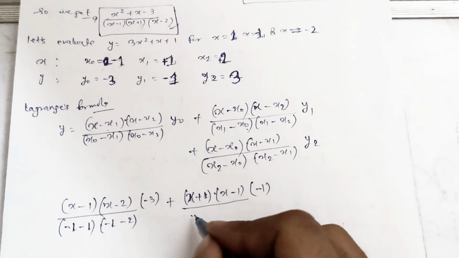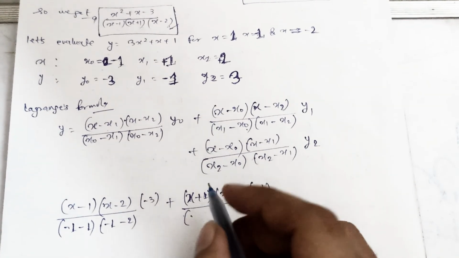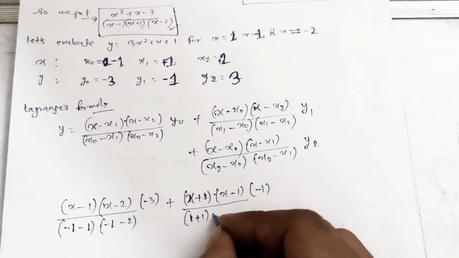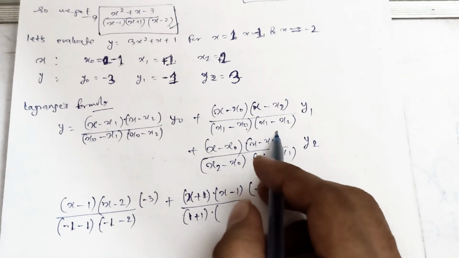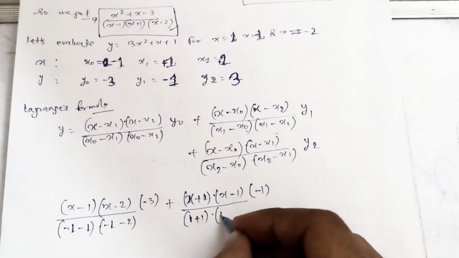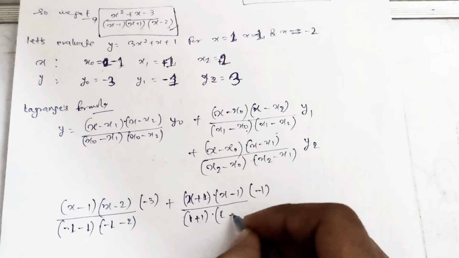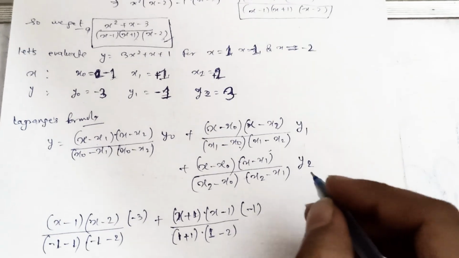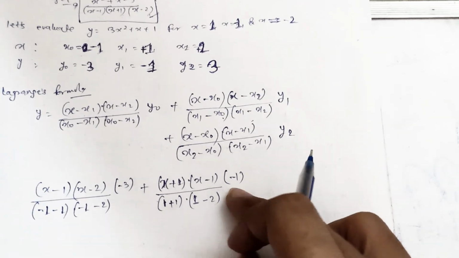Then in the denominator section, we have to use x1. x1 is here 1, and minus x naught, minus minus, that will be plus 1, and x1 is here 1, minus x2, that is just 2. I multiplied already with its y1.